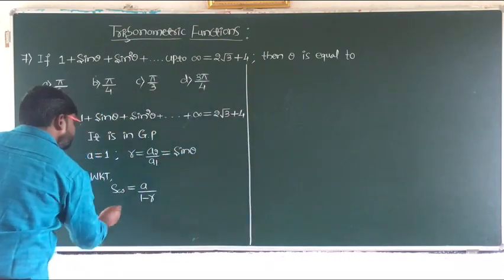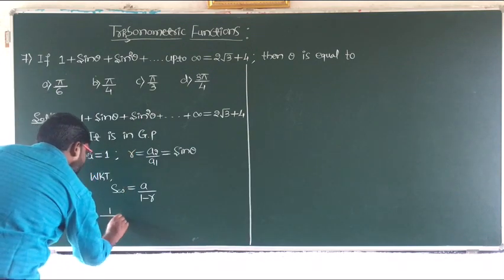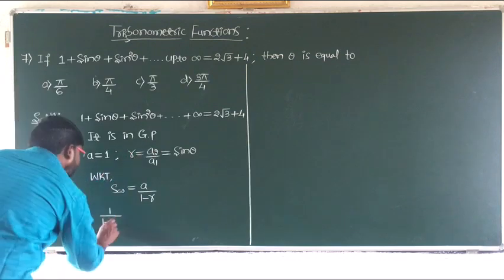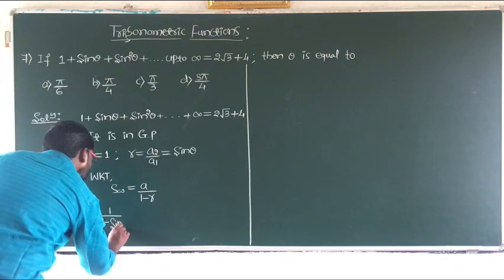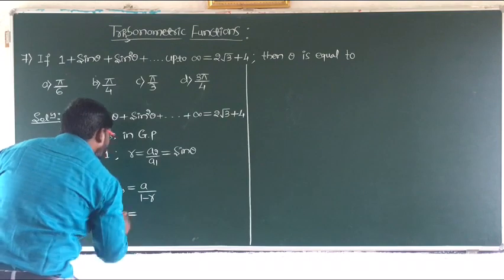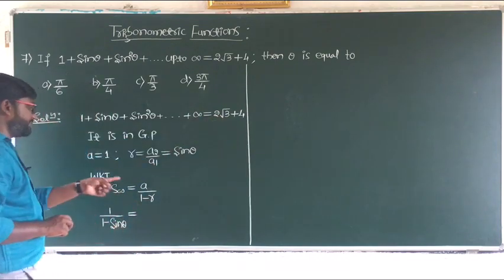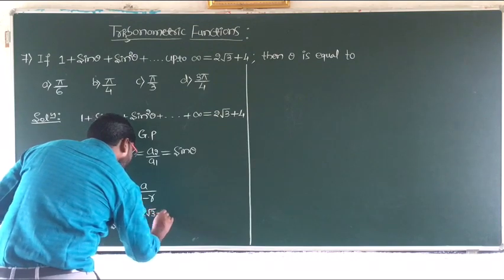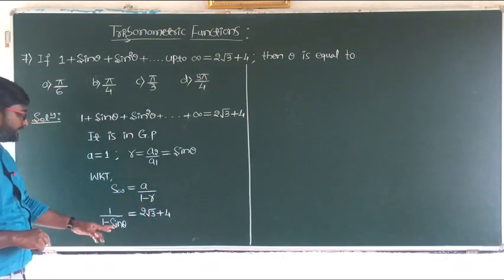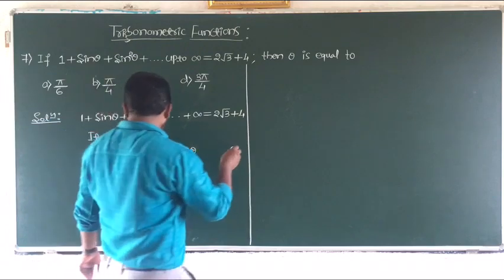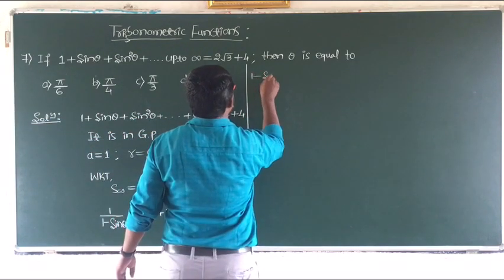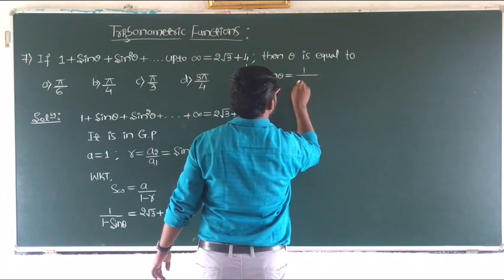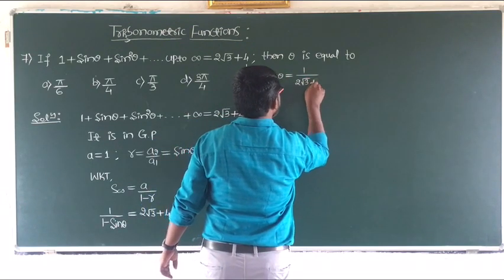So here a is 1, divided by 1 minus r, r is sin theta, so 1 divided by 1 minus sin theta is equal to 2 root 3 plus 4, which is S infinity. So now take the reciprocal. We get 1 minus sin theta is equal to 1 divided by 2 root 3 plus 4.